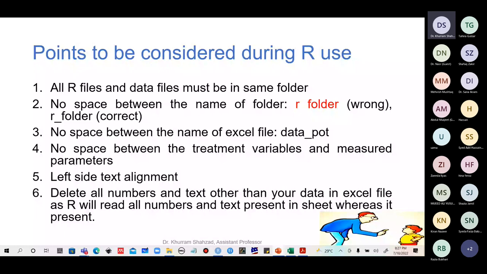And delete everything except your data. If numbers or text are present somewhere in your files, R will read those numbers as text and will give you an error. So your data file must be clean and there should be nothing except data. So first, no space in folder name, no space in file name, and no space between treatment variables and measured variables. Left side alignment, and delete all other text in your table. These things are very important. R is simple, but your data file is very important. If the data file is not properly arranged, then R cannot do anything.